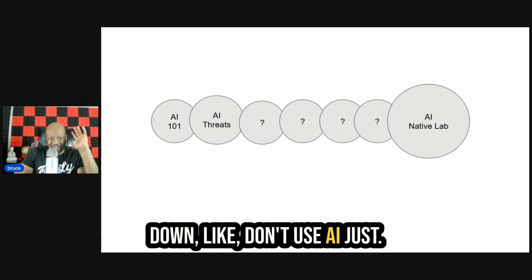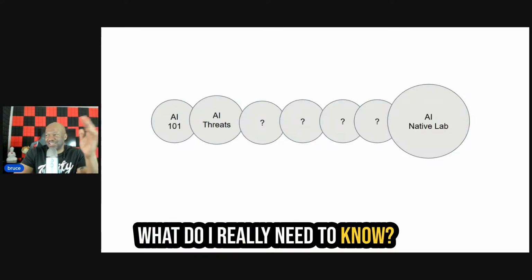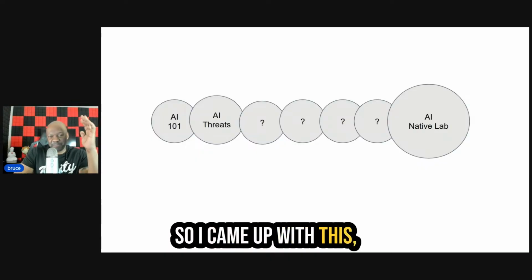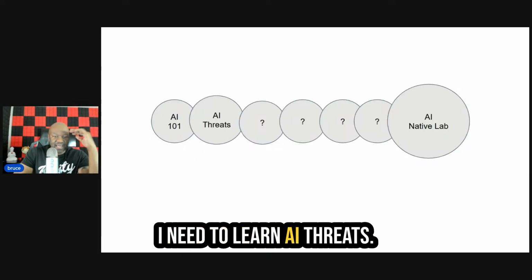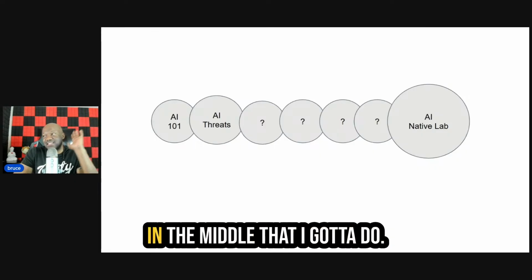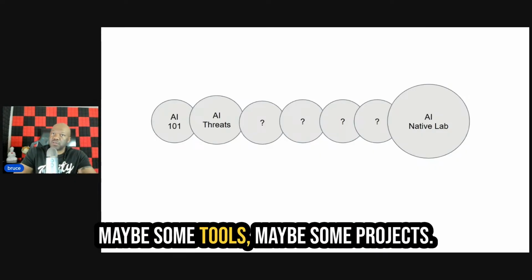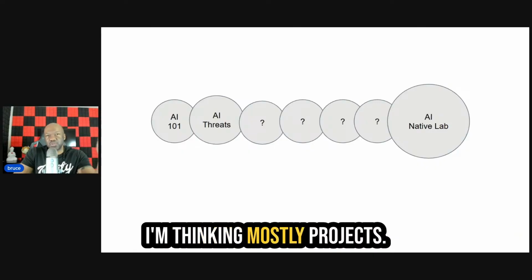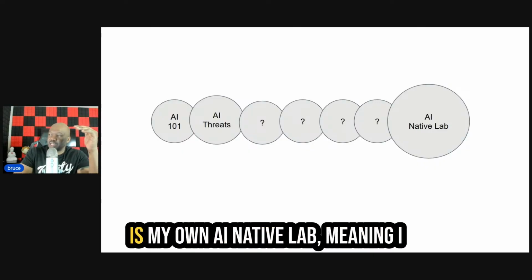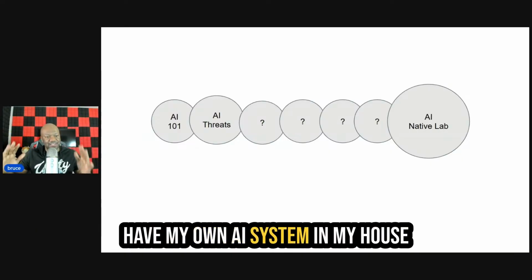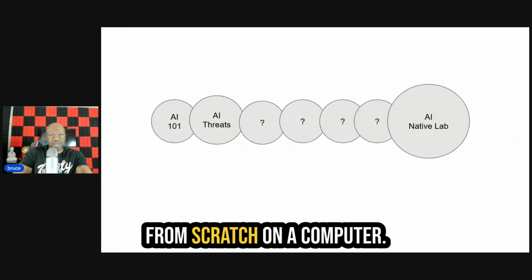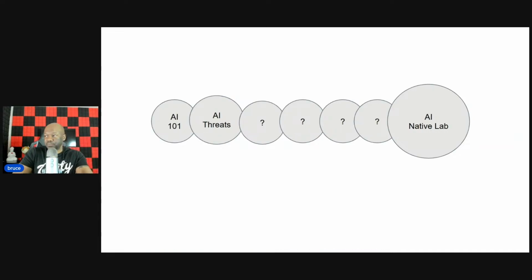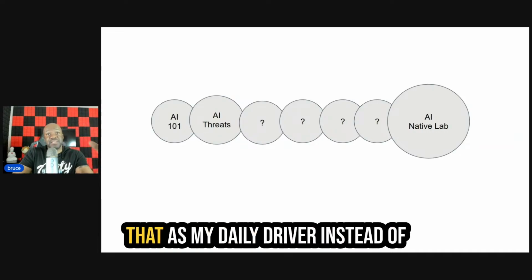Like, don't use AI. Just what do I really need to know? So I came up with this. Just AI fundamentals I need to learn, AI threats, and then there's some things in the middle that I got to do, maybe some tools, maybe some projects. I'm thinking mostly projects. And eventually what I want to do is my own AI native lab, meaning I have my own AI system in my house and a local model that I build from scratch on a computer that is in my house.